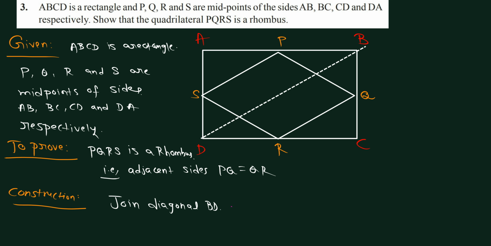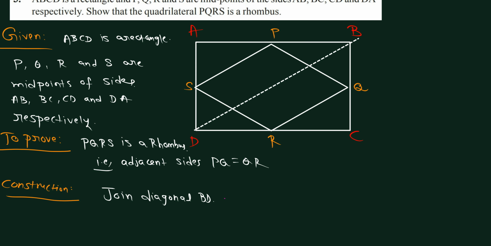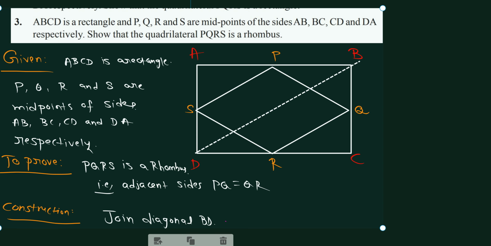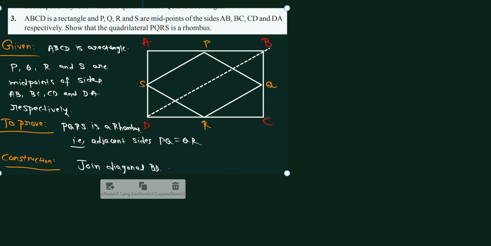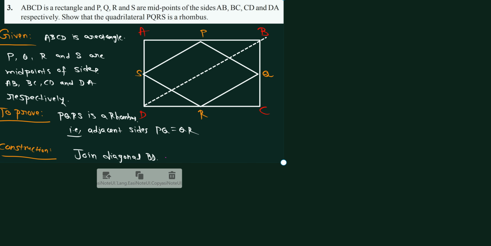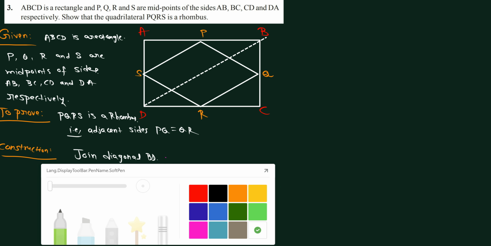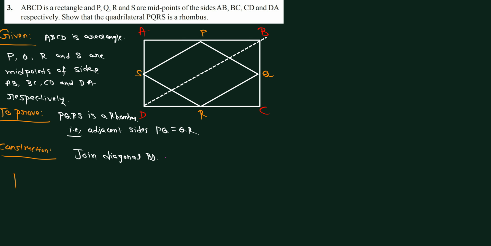So next, proof. First, we need to prove PQRS is a parallelogram. Whatever we have done in the first and second questions, similarly you have to do here also. So we need to prove PQRS is a parallelogram.